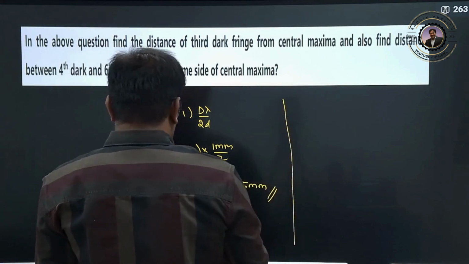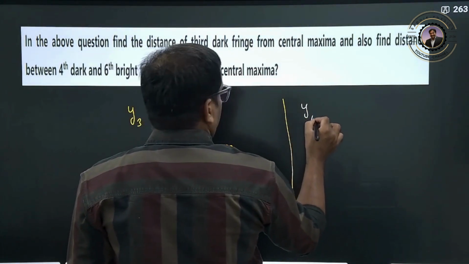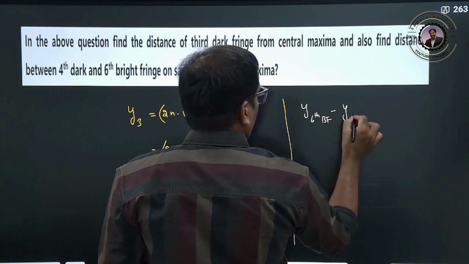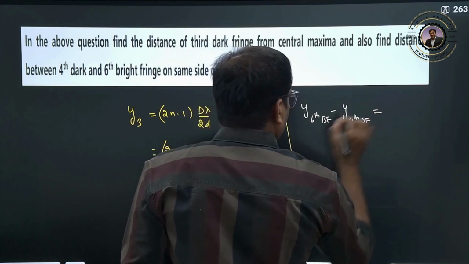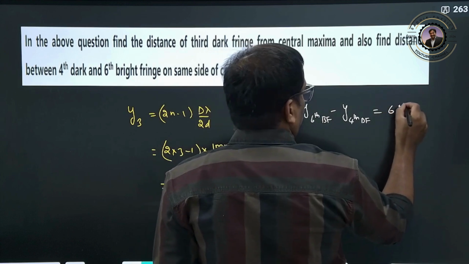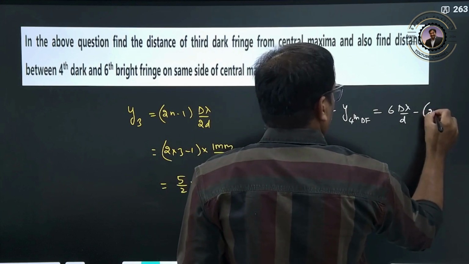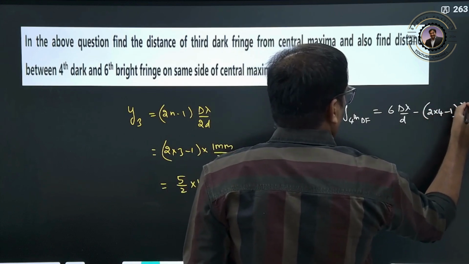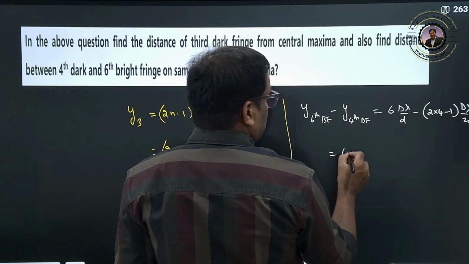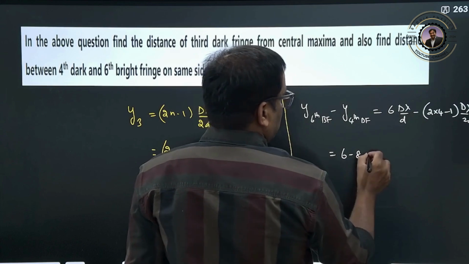Also find the distance between the fourth dark fringe and the sixth bright fringe. So here it is asking for y of the sixth bright fringe minus the fourth dark fringe. Clear? So the sixth bright fringe means 6 into Dλ by d, minus the fourth, so (2 into 4 minus 1) into Dλ by 2d. Clear? So what can I write now?